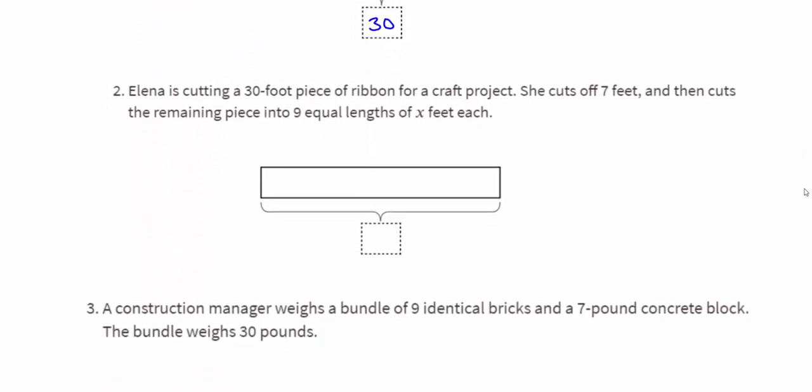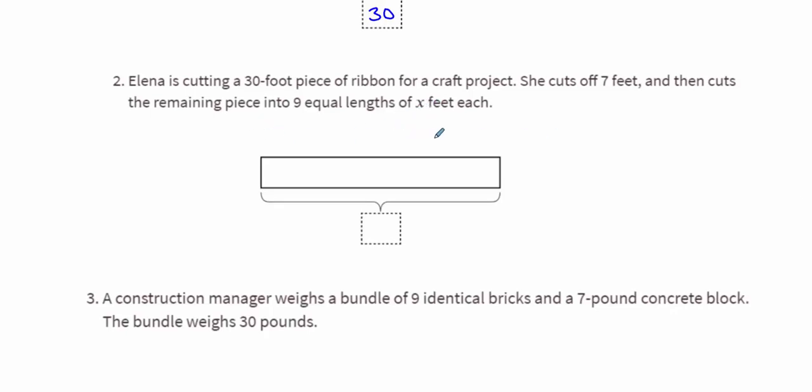So let's go down to number 2. Elena is cutting a 30-foot piece of ribbon for a craft project. She cuts off 7 feet and then cuts the remaining piece into 9 equal lengths of X feet each. So where's my total? My total is a 30-foot piece of ribbon. And then she cuts off 7 feet, right? So if I have 7 feet here, and then she has 9 equal lengths of x feet.